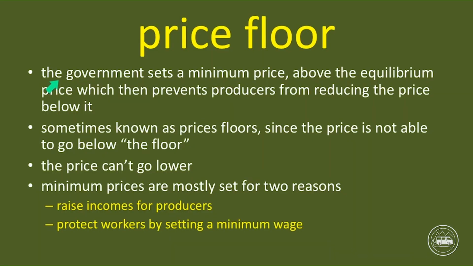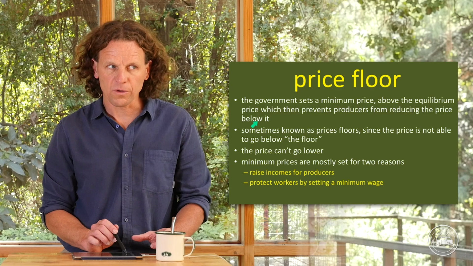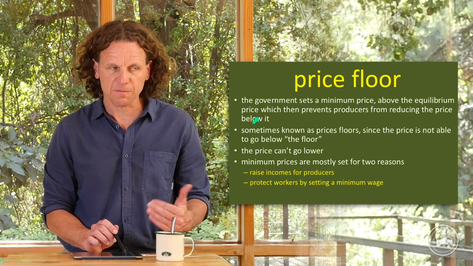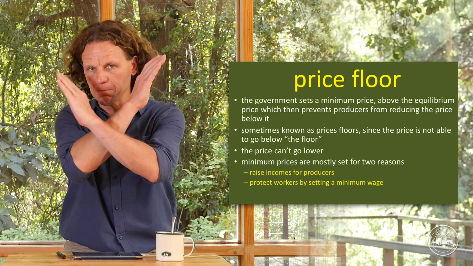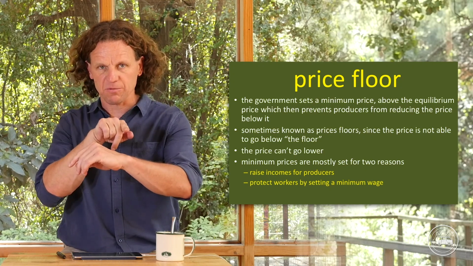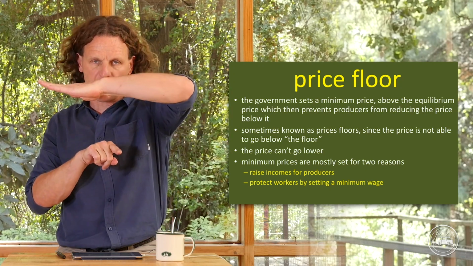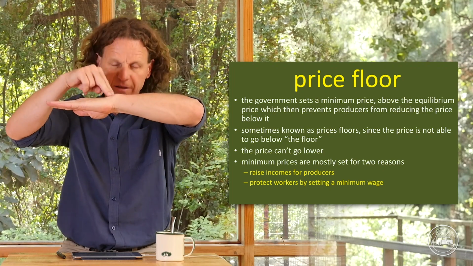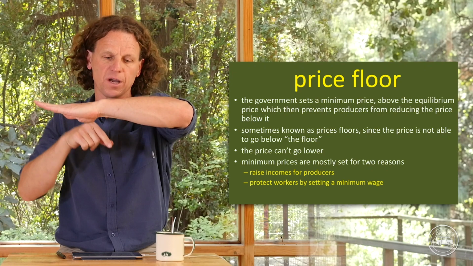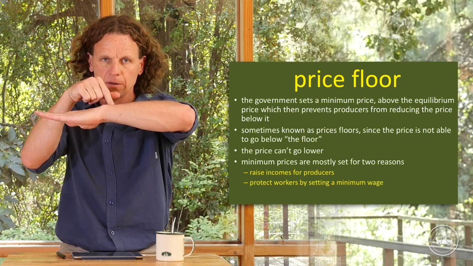Well, a price floor is when the government sets a minimum price above the equilibrium price, which then prevents producers from reducing the price below it. So it prevents producers from lowering the price, but the price is already above the equilibrium price. So think about our rule of 11. Boom, right? Market equilibrium price is right here. A price floor is going to be above the equilibrium price, and the price can't get down to the equilibrium price, just like a ball bouncing on the floor, right?